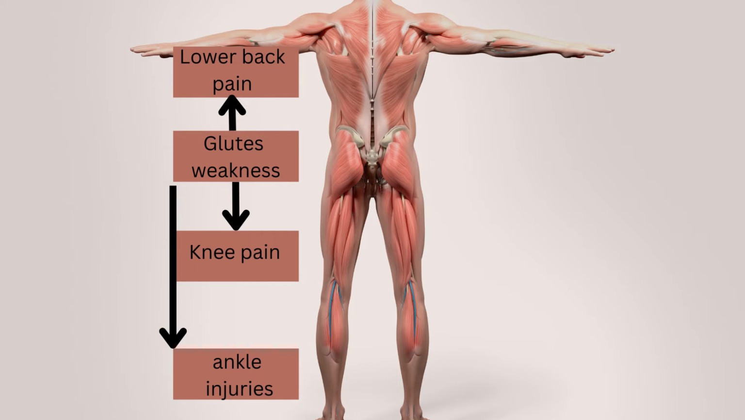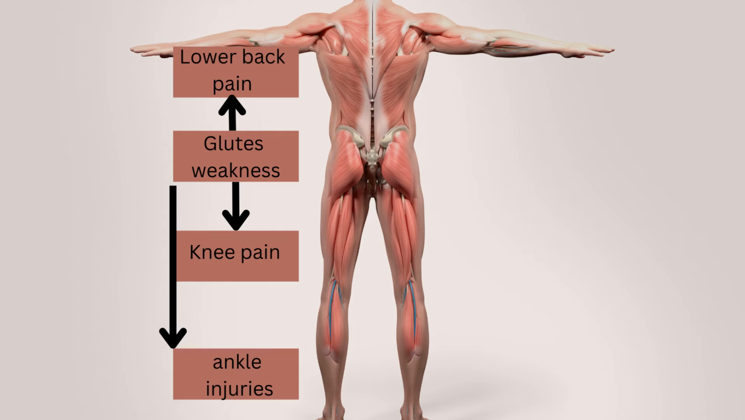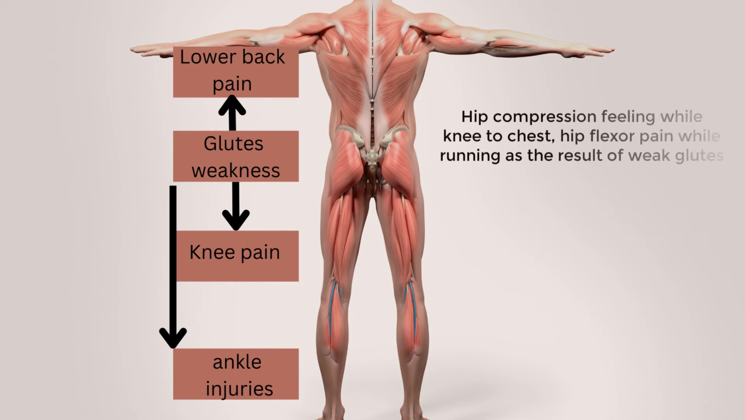As the gluteus medius is an important pelvic stabilizer muscle which affects posture, gait and stability in the hip, knee and ankle joint, weakness causes loss of stability throughout the lower body and can also cause repetitive ankle strains or ligament damage. You can also have hip compression, feeling pain in the front of the hip while running from weak glutes, which you would think is caused by tight hip flexors.